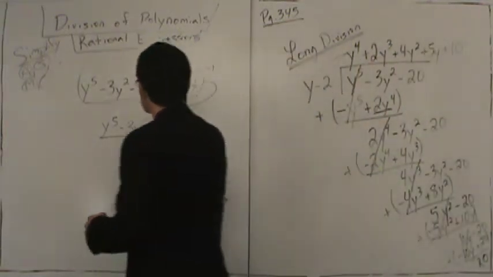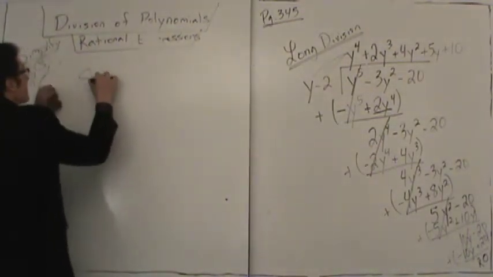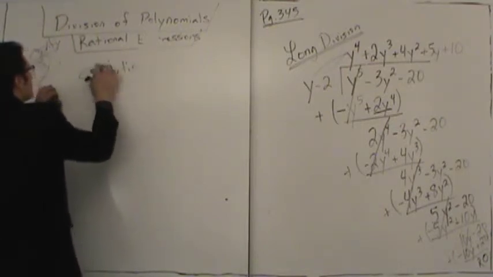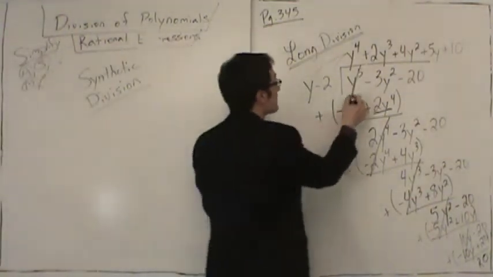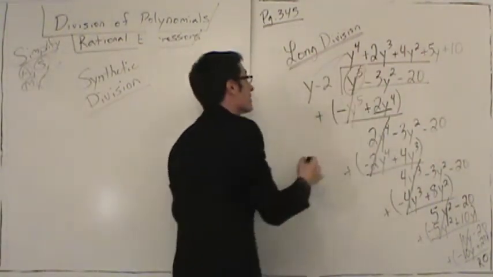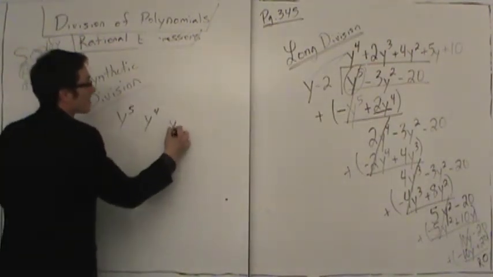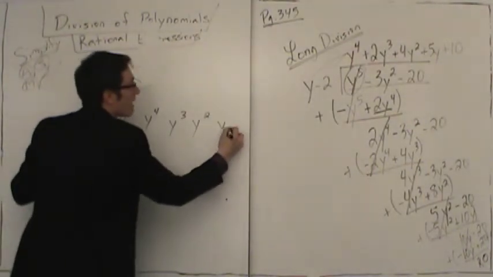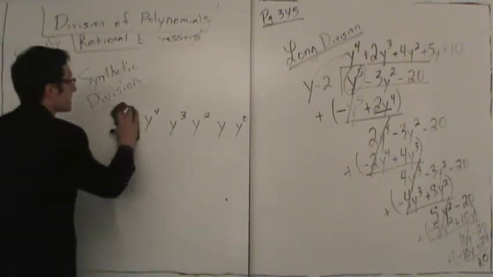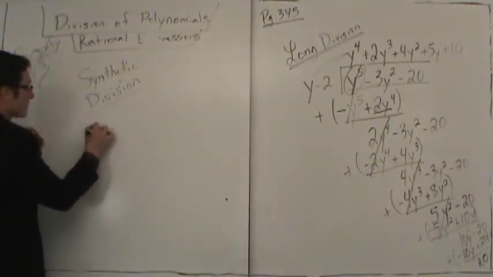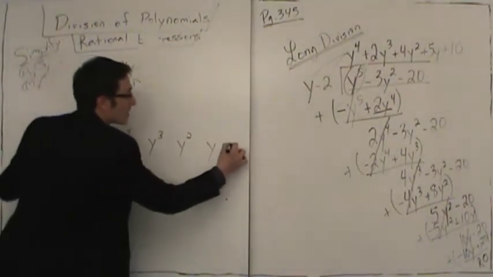Let's start over here. We're looking at synthetic division on the same problem. Synthetic division says we start with the largest degree of the dividend. Since we have y to the 5th, we start with y to the 5th and go all the way down to 0. So y to the 4th, y to the 3rd, y squared, y, and y to the 0. Let me rewrite that so we have more clarity: y to the 5th, y to the 4th, y to the 3rd, y squared, y, and y to the 0.